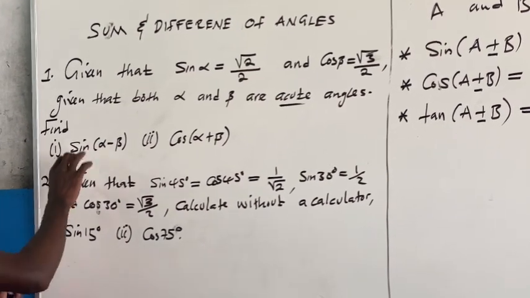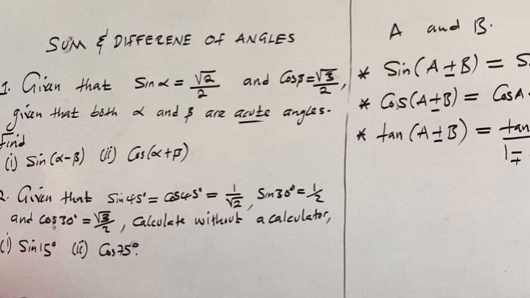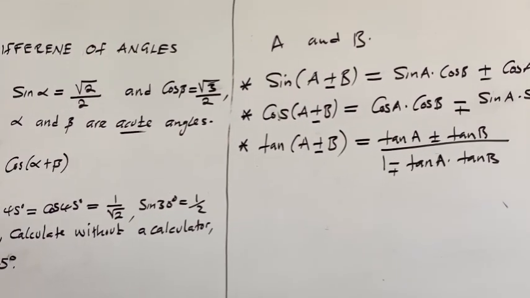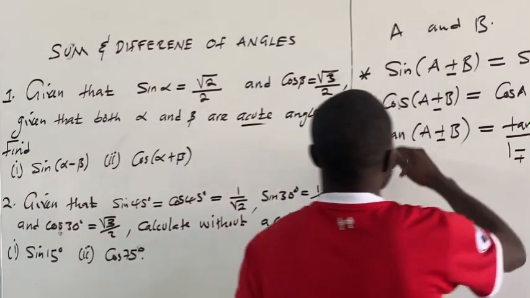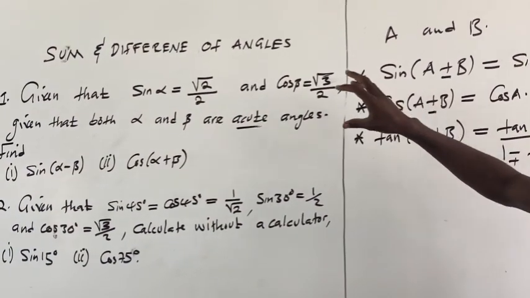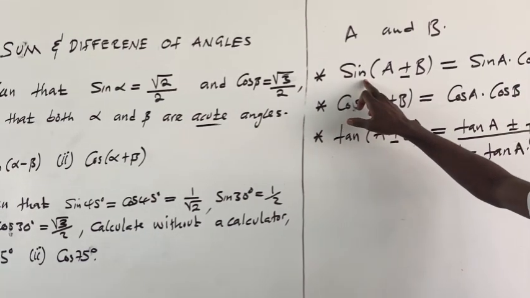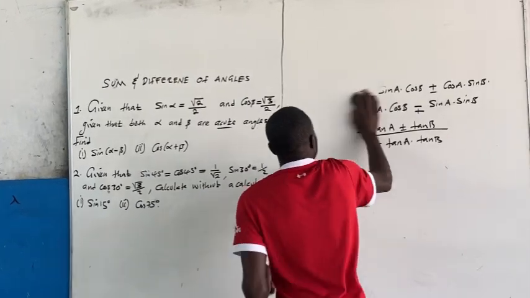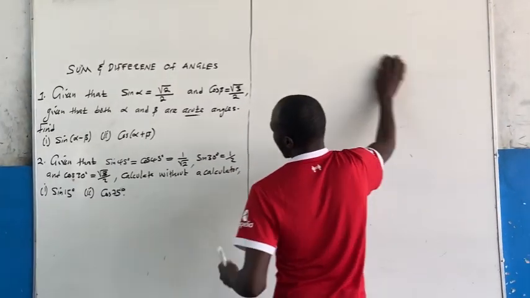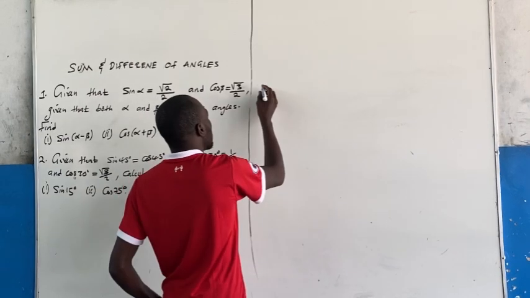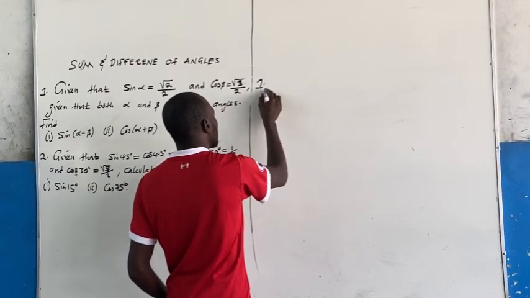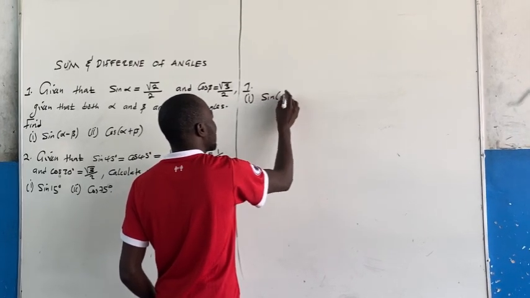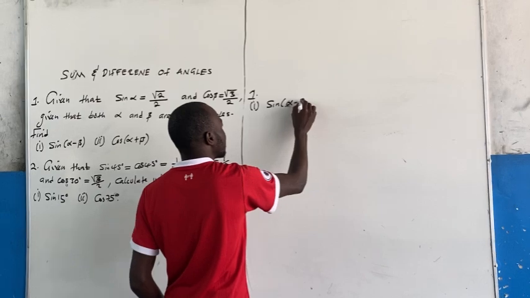The main question here is to find sine of alpha minus beta. To find this expression, we need to know those equations. When you check, the first question is in the sine form, but here we are dealing with the difference. So in short, let's go directly to the questions. Question one, Roman number one. They want us to find sine of alpha minus beta.